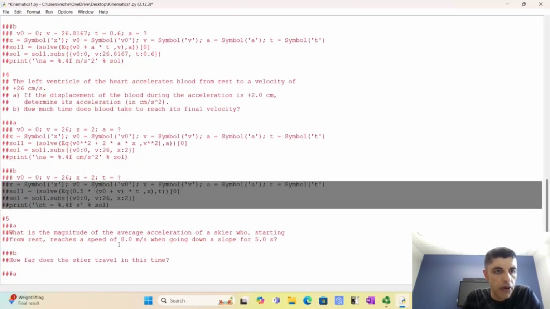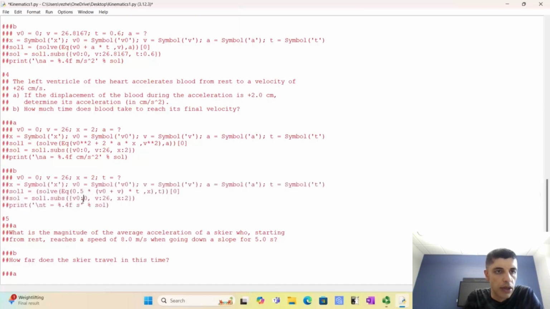So let's do number 5 now. It says, what is the magnitude of the average acceleration of a skier who, starting from rest, reaches a speed of 8 meters per second when going down a slope for 5 seconds? All right, so let's go ahead and list our unknown.